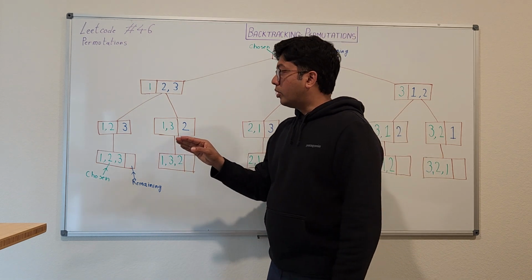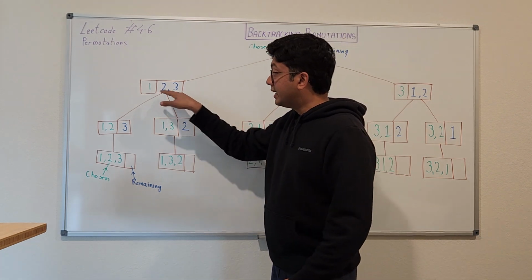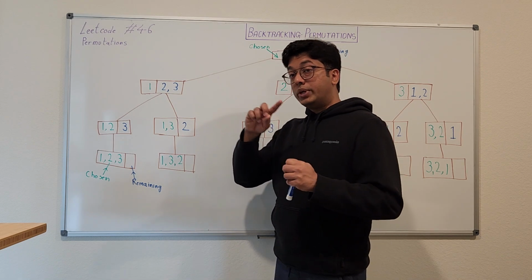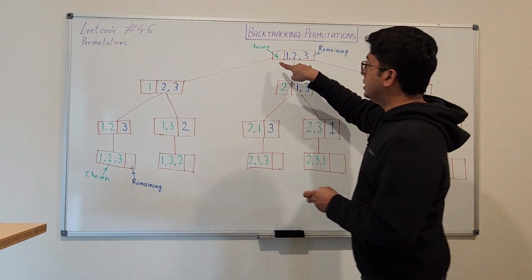It is a backtracking problem because we don't create new lists for every stack frame, since that's a very inefficient solution. What we instead do is we have two lists in the beginning.